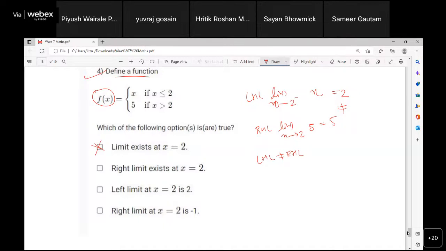Right limit exists at x equals 2? Yes, it exists, it is 5. Left limit at x equals 2 is 2. This one is also correct. Right limit at x equals 2 is minus 1? No, it is 5, right? So this is not correct. So options B and C are the correct ones.